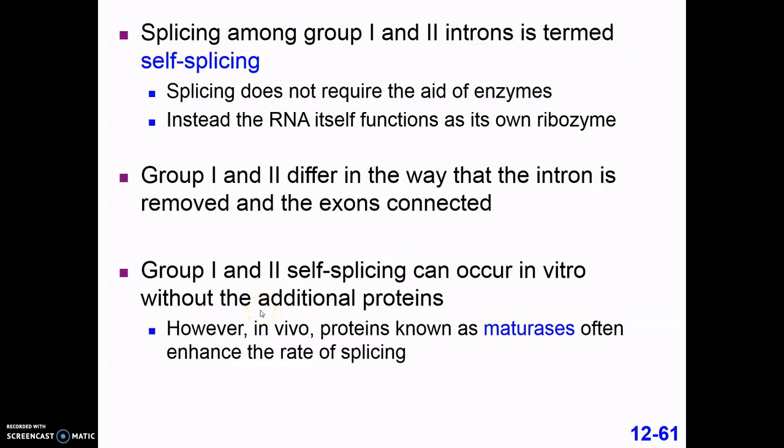Now, although they don't need additional proteins, there are definitely proteins present in the cell, which we call maturases, that can enhance the rate of this reaction occurring. So you could almost think of it as a catalyst for the catalyst.